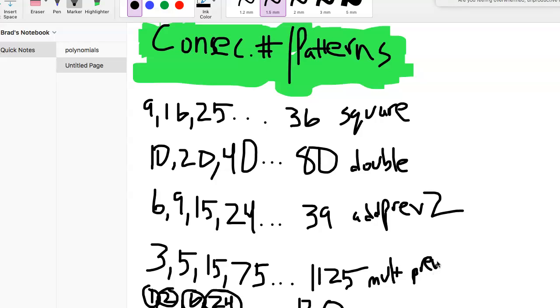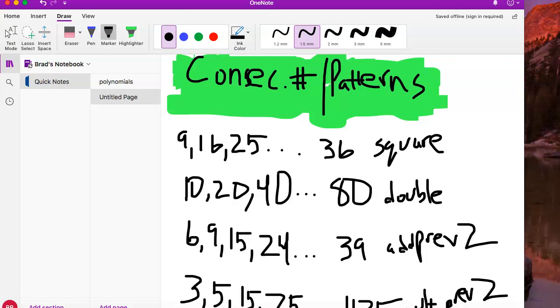Right, so reviewing here real quick. On this first one, it was squaring each number, so get used to looking at whether each number is being squared. Second one, probably the easiest one really, is just doubling. Is each number being doubled? The third one, you're just adding the previous two numbers. The fourth one, multiplying the previous two numbers. So that's consecutive numbers and patterns. The more that you do of these, the easier they will seem.